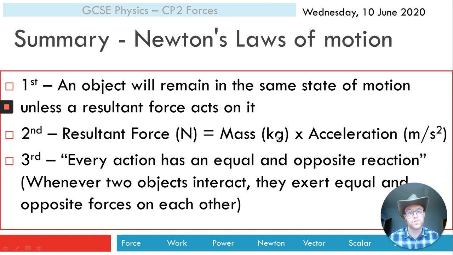Resultant force in newtons is equal to the mass of an object multiplied by the acceleration of that object in meters per second squared. We could say it as well as: the acceleration of an object depends on its mass and the resultant force acting on the object. And Newton's third law: every action has an equal and opposite reaction. Or, a more scientific wording, whenever two objects interact, they exert equal and opposite forces on each other. If you haven't got any of these laws down, do please pause the video and copy them down now.